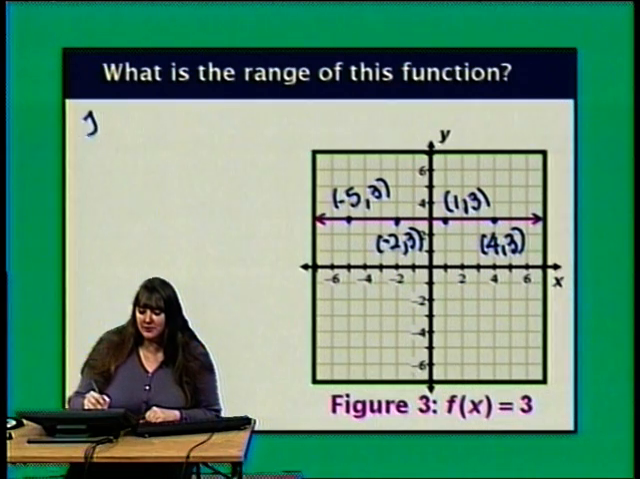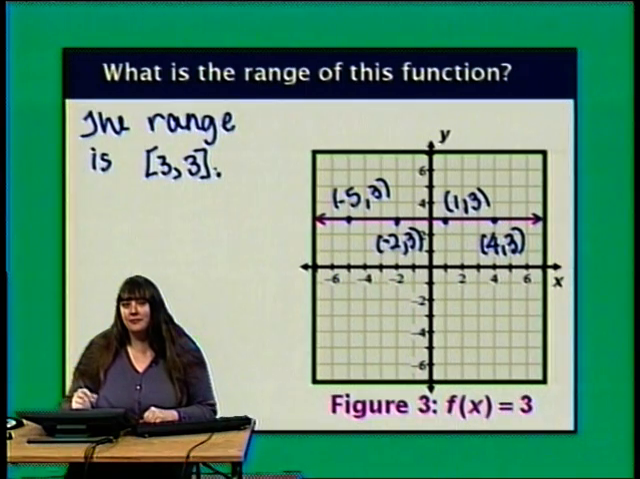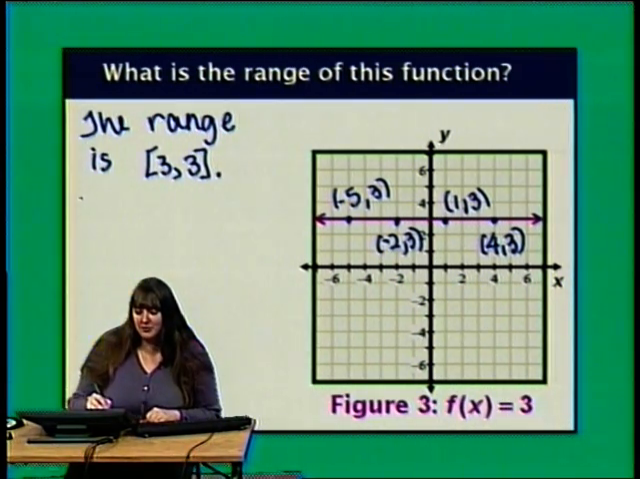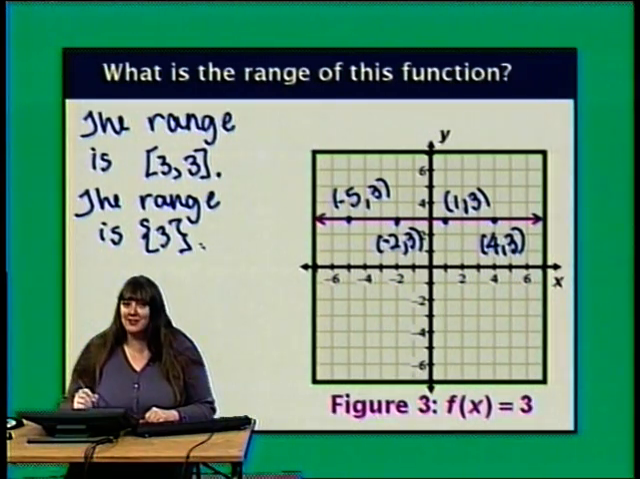So the range of this function is the rather trivial interval from 3 included to 3. That looks so funny in interval notation. Some people prefer to write this as a set. So we could also write the range as the set containing just the number 3.